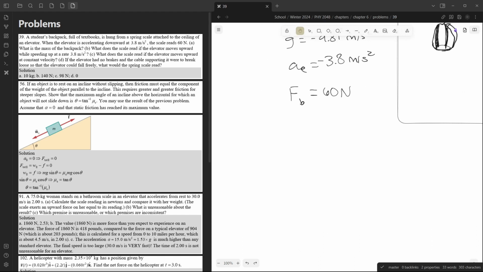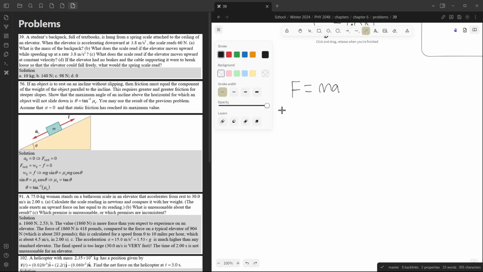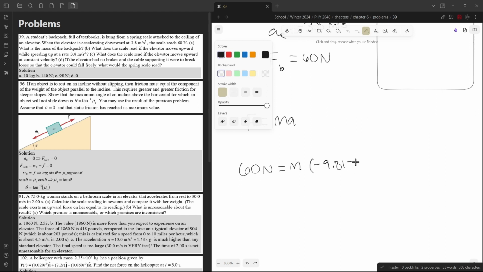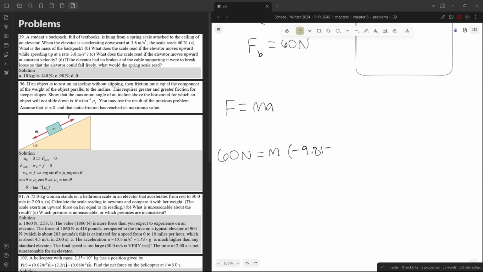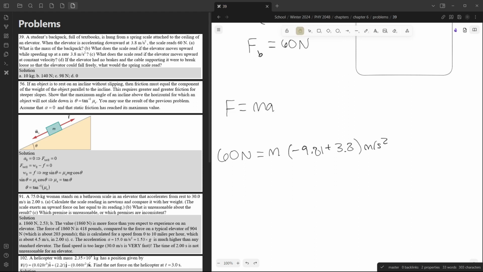So, let's apply that idea to this formula. We know F equals ma. We know the force, which is 60 newtons, and we're trying to find the mass. So we need to combine these two accelerations: negative 9.81 minus negative 3.8. Minus and minus is a positive, so that gives 0.8 meters per second squared, roughly. I don't need to write the units yet, but you can see we're going to have to divide.